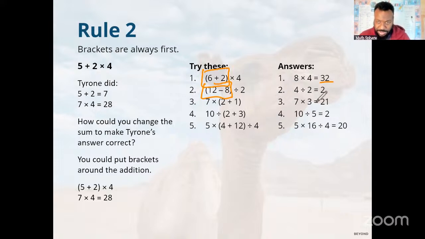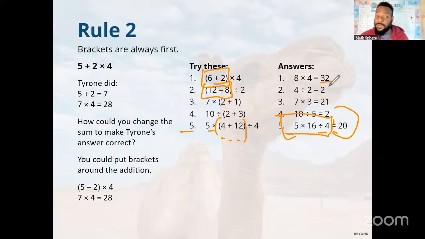Okay, let's look at this one here at the bottom. So number 5, we can see we've got 5 times, open brackets, 4 plus 12, which is 16. And then we've got divided by 4. So this is saying that if we have 16, we divide it by 4, and then we times our answer by 5, we get 20. Because 16 divided by 4 is 4, times 5, 20.